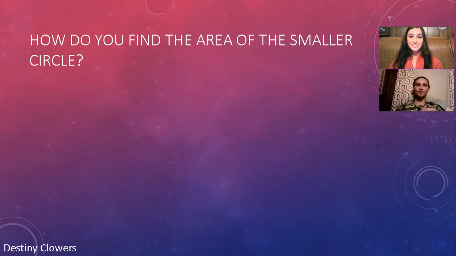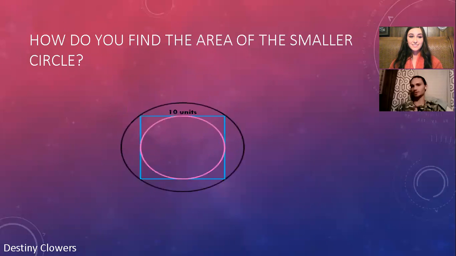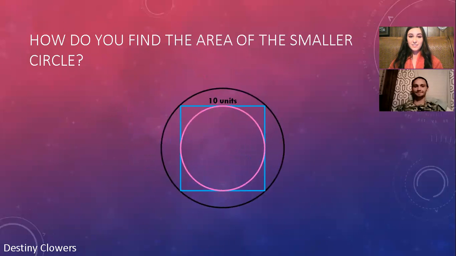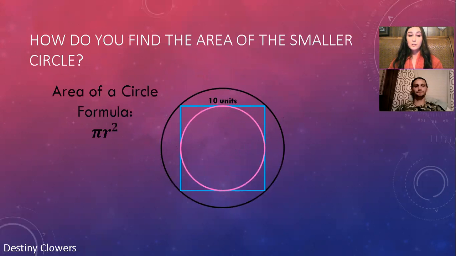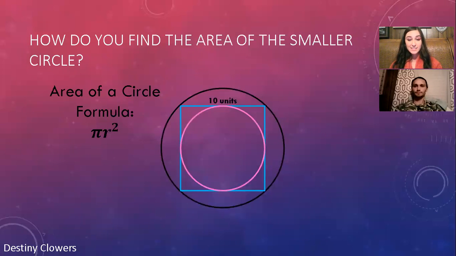All right. So how do you find the area of the smaller circle? All right. So here is our figure, and here's the big circle, and then the little circle is in pink right here. Now, the area of a circle formula is pi r squared. Now, we've went over diameter and radius and all the things like that. So in order to find our radius, we've just got to take half of this circle right here.